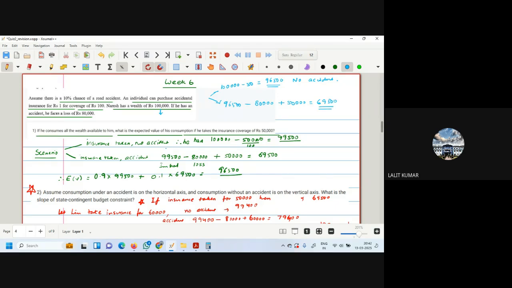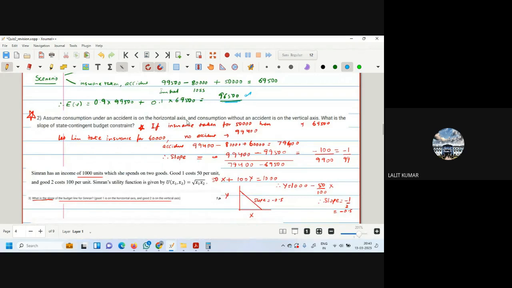So expected value, now we know both the states, and the probability is also given. The probability of meeting with an accident is 0.1 and not meeting with an accident is 0.9. So expected value is 0.9 into 99,500, by mistake I said 96,500, plus 0.1 into 69,500. So this is the expected value, which comes to 96,500. Is that okay, this question? The concept wise? Yes, it's okay.